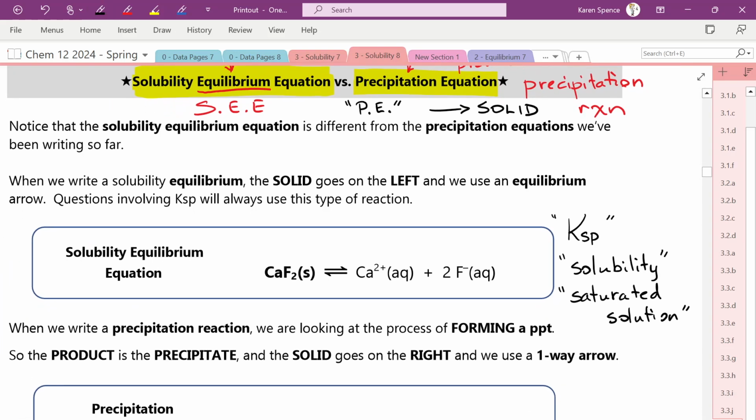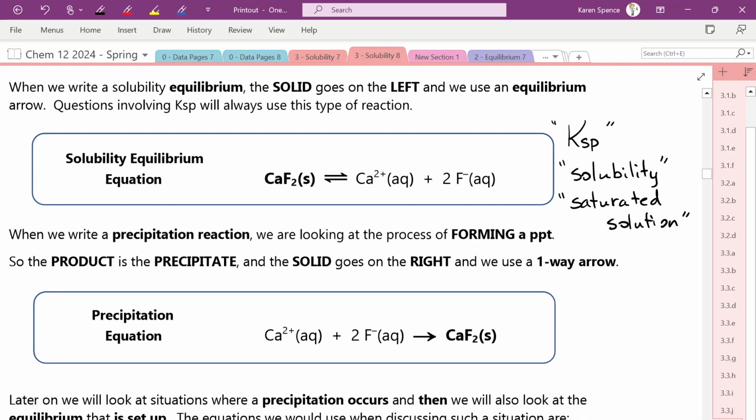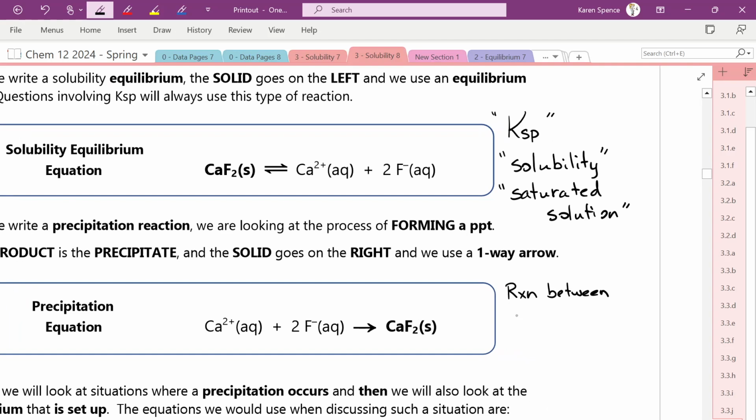When you write a precipitation reaction, we are forming the precipitate. The solid goes on the right. What kind of questions use the precipitation reaction? Well, if they ask you for the net ionic reaction between two solutions, so that would be like a double replacement.